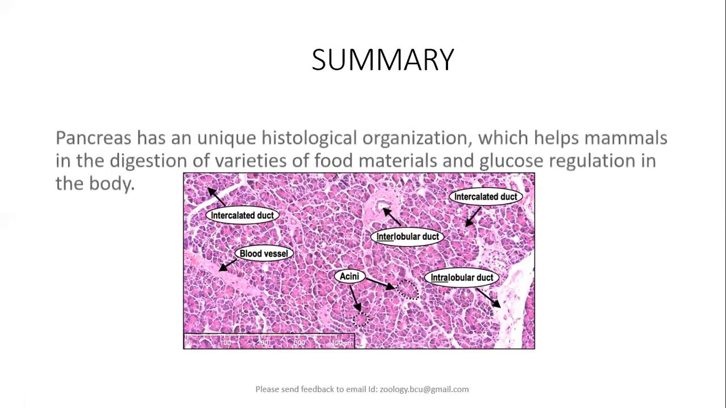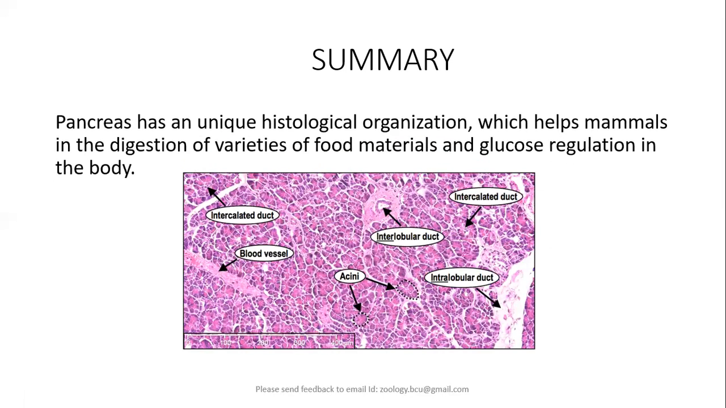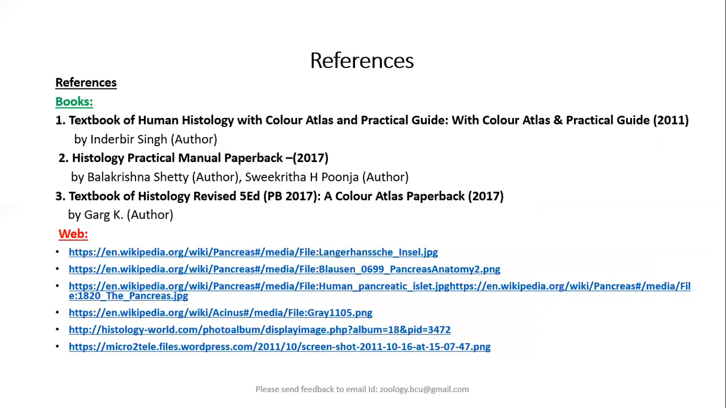So with that, we have completed the study of microanatomy of pancreas. I am sure now you have learned that the pancreas has its own unique histological organization which helps mammals in the digestion of varieties of food materials and also in the regulation of glucose in the body of animals.